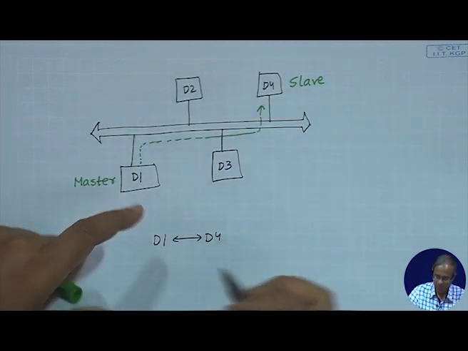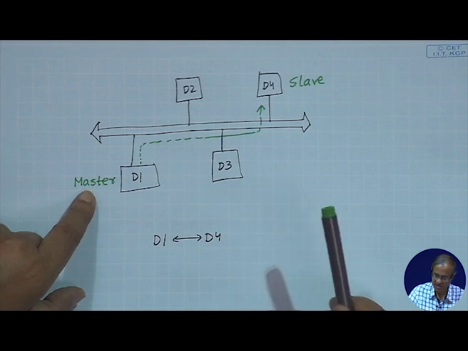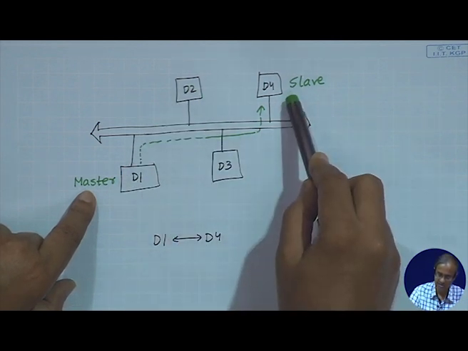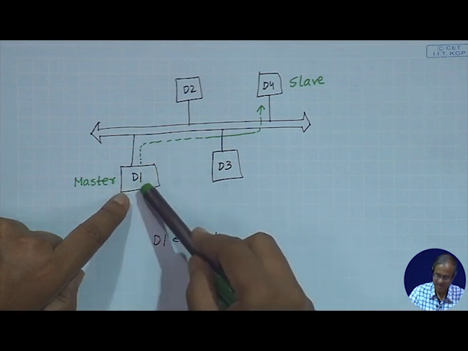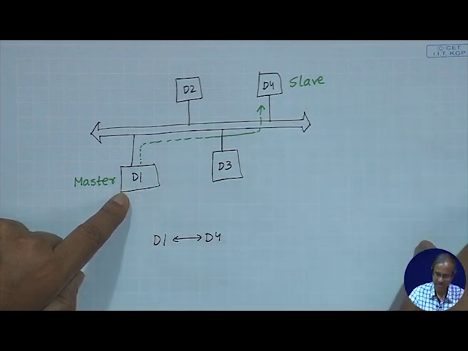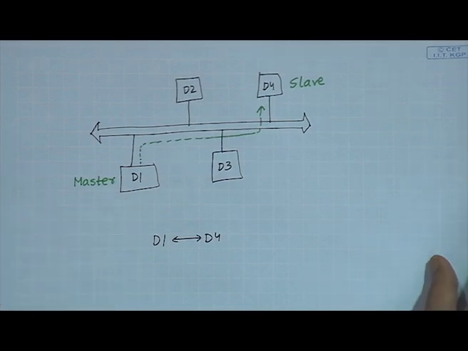So, there are many protocols where there is a master slave relationship between the various devices, and it is the master which takes care of or initiates the communication with the other devices which are slaves. Okay.